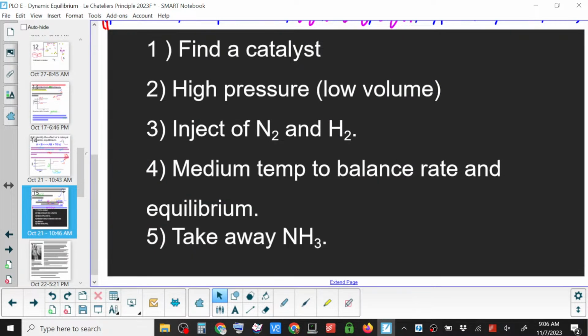So we got high pressure. We got take away the ammonia, medium temperature. The other way we can shift the equilibrium is to add lots of reactants. Make sure you're constantly injecting lots of N2 and H2. And if you can find a catalyst for that system, just to make the rate go faster, that would help with our temperature problem. Because then we could go to a lower temperature, but have a catalyst to increase the rate regardless.